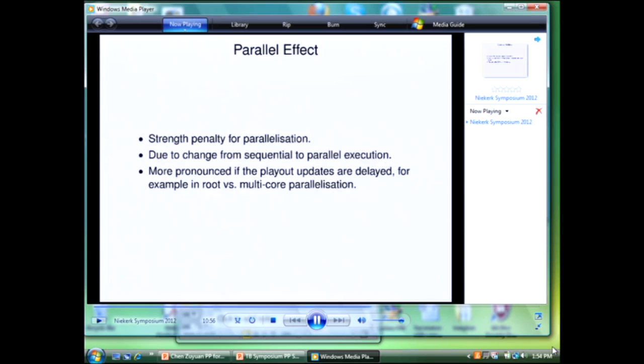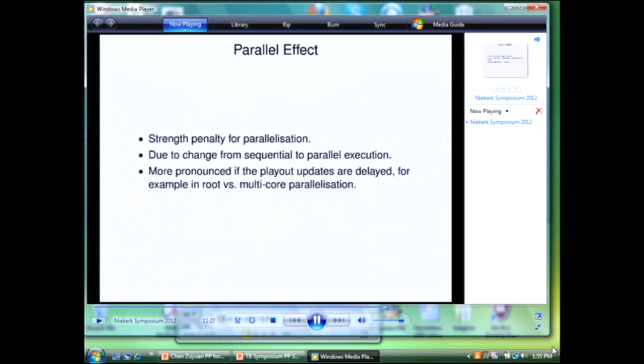Something that must be taken into account with parallelization is the parallel effect. This is the strength penalty experienced due to the change from a sequential to a parallel system. An example of this is, if there are two nodes working on the same tree, they might both perform a playout from the same position, whereas if a single node did two playouts sequentially, the result of the first playout would mean that another position might be selected for the second.